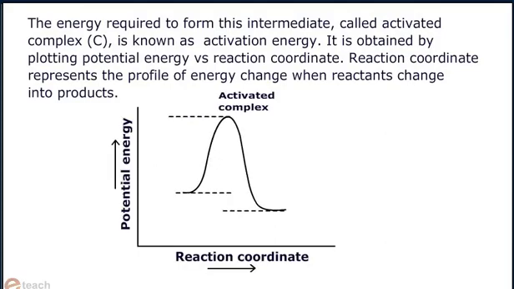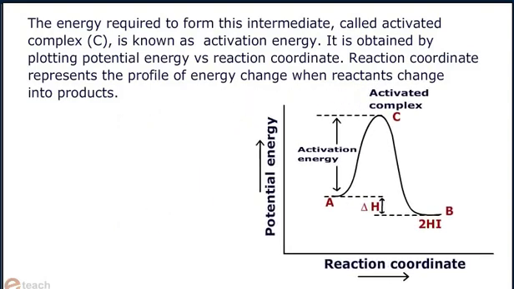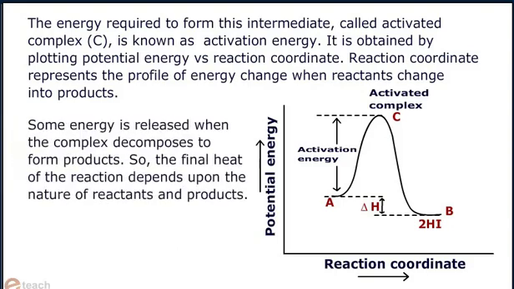It is obtained by plotting potential energy versus reaction coordinate. Reaction coordinate represents the profile of energy change when reactants change into products. Some energy is released when the complex decomposes to form products. So, the final heat of the reaction depends upon the nature of reactants and products.